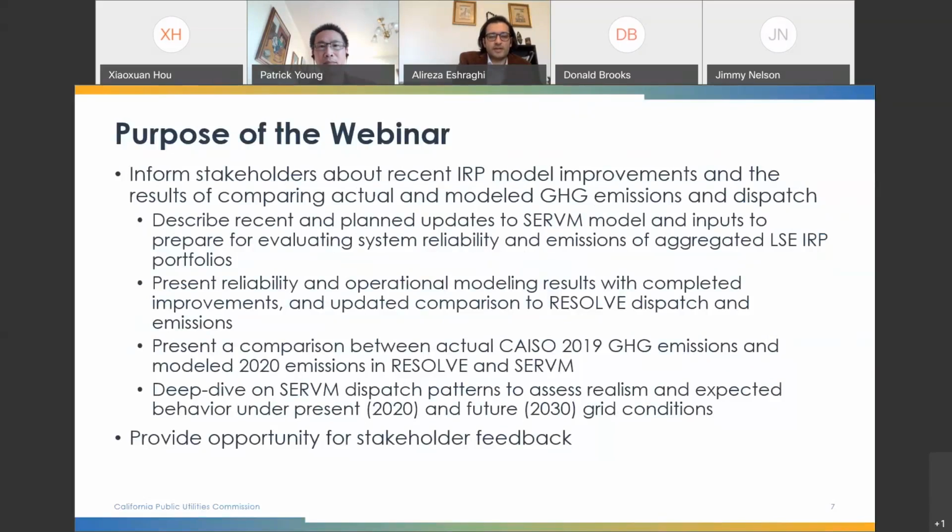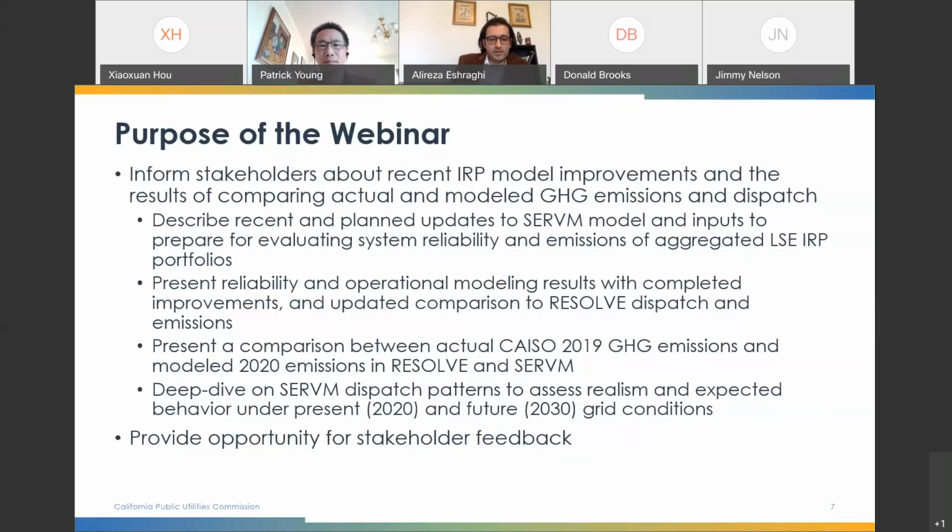So the adopted decision also noted that, similar to the last IRP cycle, staff would compare actual CAISO reported emissions with modeled emissions in a continuing effort to ensure alignment between models and reliability. This topic is particularly important for IRP because, as I described, Resolve and SERVM are our planning tools for meeting our 2030 GHG reduction. So we want to make sure that, first, these two models are aligned with each other as closely as possible, and our accounting is also closely aligned to actual emissions as possible.